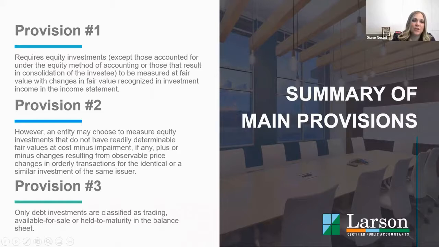Next, just making sure you note that an entity can choose to measure equity investments that don't have a readily determinable fair value at cost minus impairment, if any, and then plus or minus changes resulting from observable price changes in orderly transactions with an identical or similar investment of the same issuer. So there is also that option that you can measure equity investments at cost minus impairment. So just keep that in mind. That is an option.